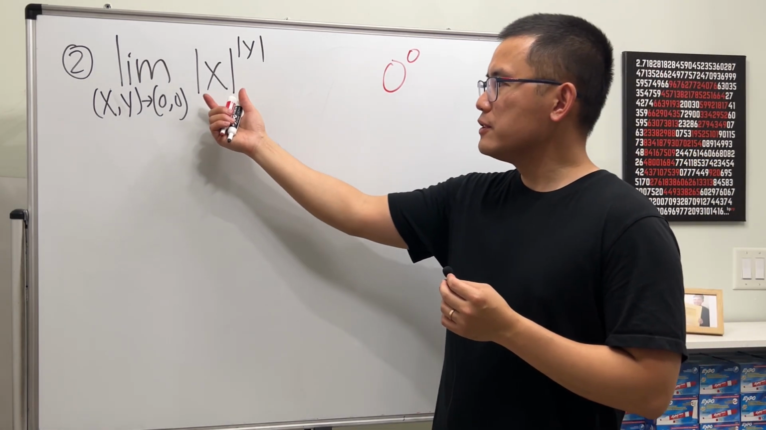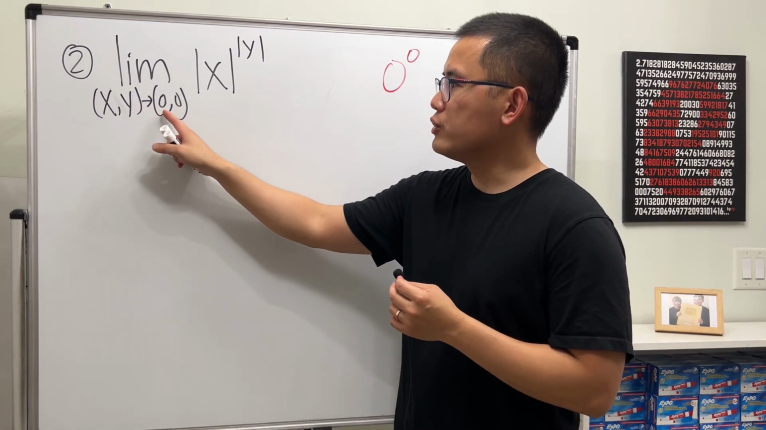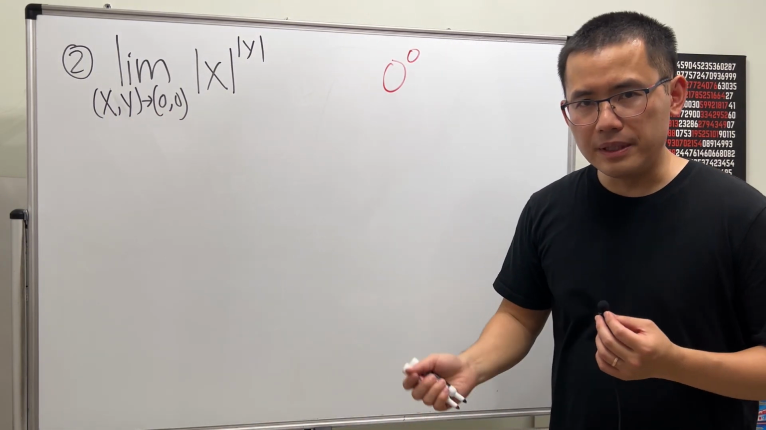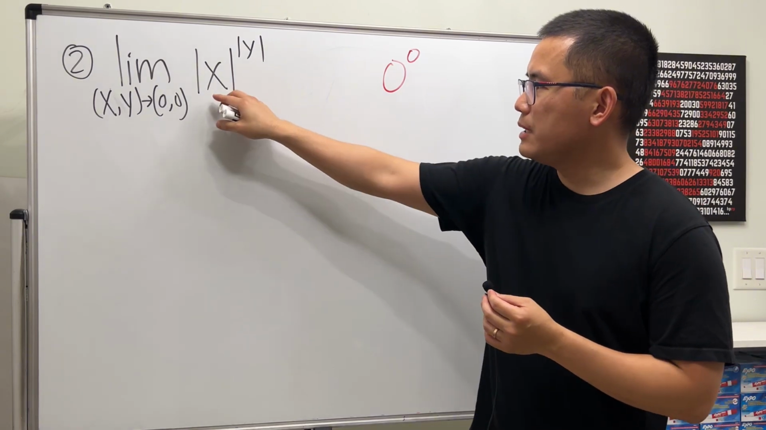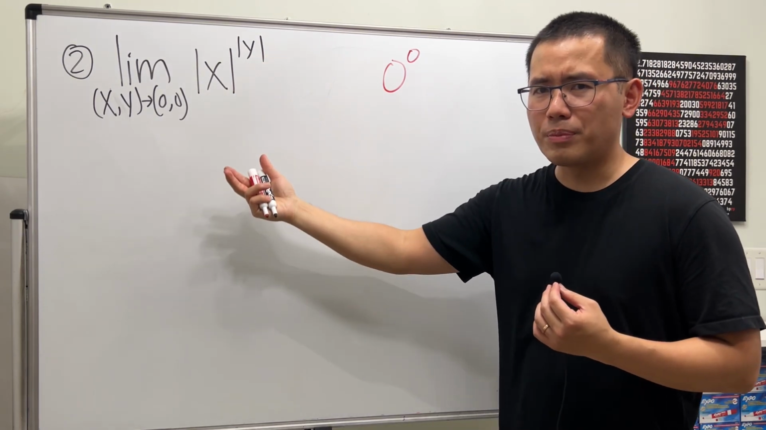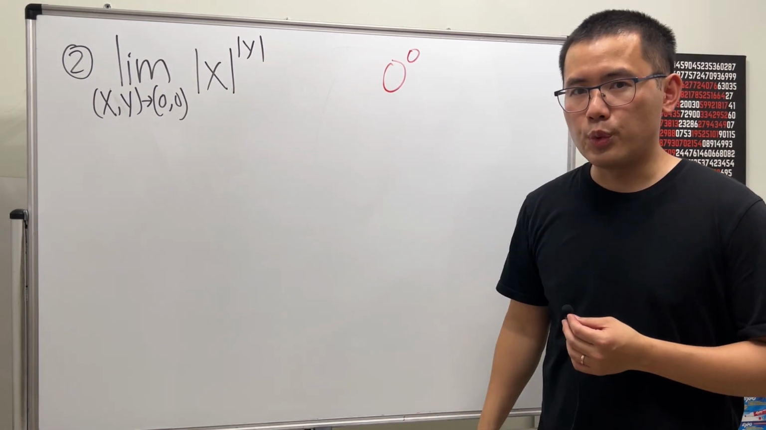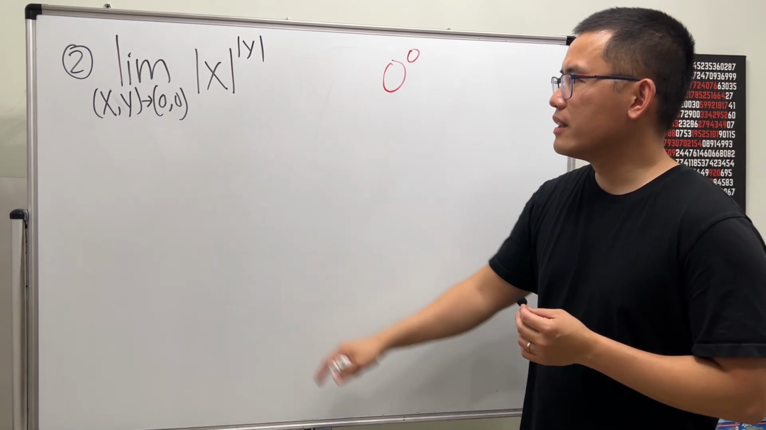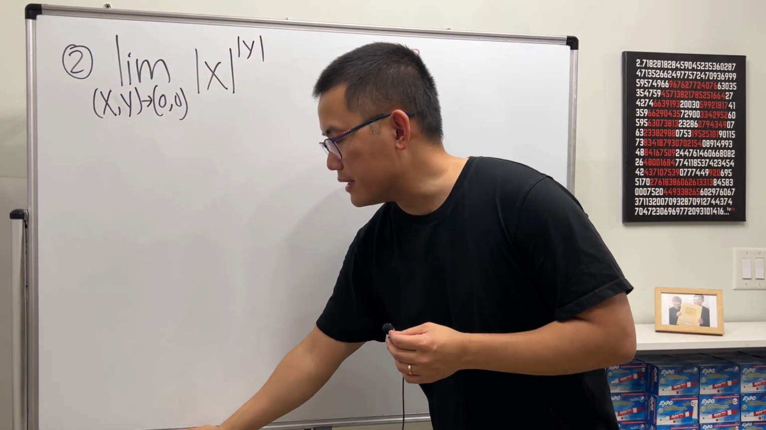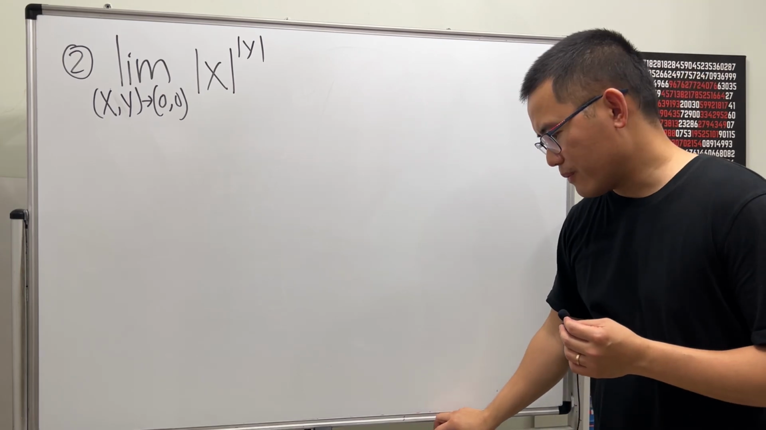And the reason for the absolute value is because when x is approaching 0, for example, sometimes it can be negative. And when you have a negative base raised to some fractional power, you may end up with an imaginary result. So we don't want that. That's why we have the absolute value for this. So what can we do though?